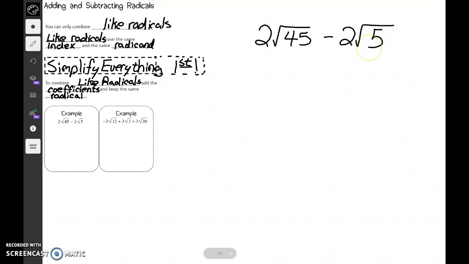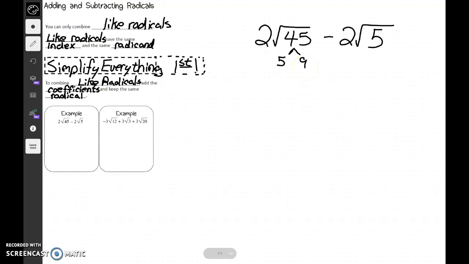Now currently the way these two are set up, we cannot combine the 45 and the 5 because are these the same? No, the 45 and the 5 are not the same. So what we have to do is see if we can simplify something down here. So let's start with our 45. Is there a way for me to break this 45 down into two things? Yes, what numbers? All right, 5 and 9. Okay, so we can break that down into 5 and 9.